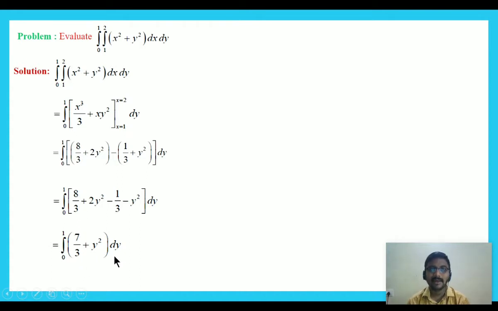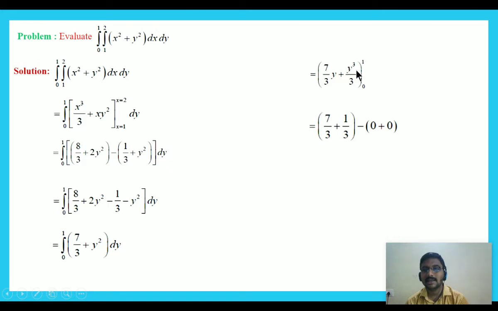Now we have to apply integration first with respect to y. 7 by 3 is a constant whose integration is 7 by 3 y, and y square integration is y cube by 3. Now we have to replace the upper limit as 1 in place of y. So we get 7 by 3 into 1 is 7 by 3, plus 1 cube by 3 is 1 by 3, minus the lower limit, which is 0.